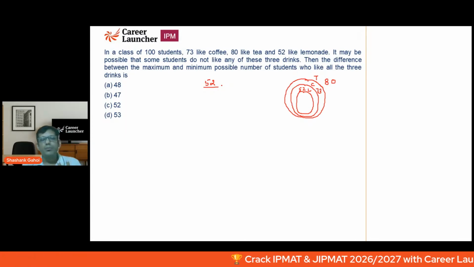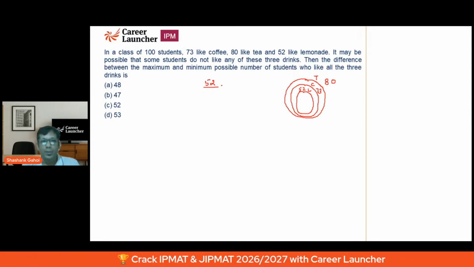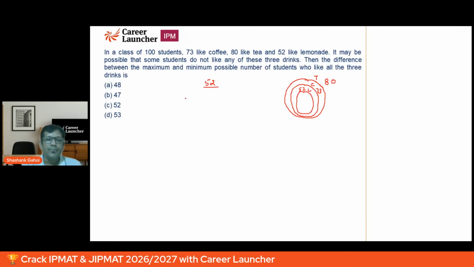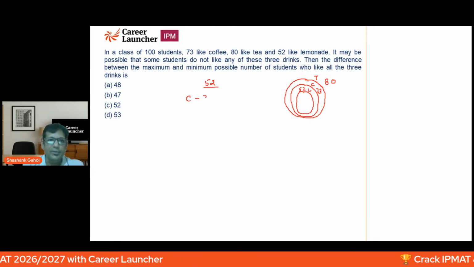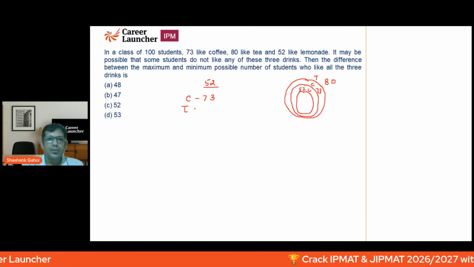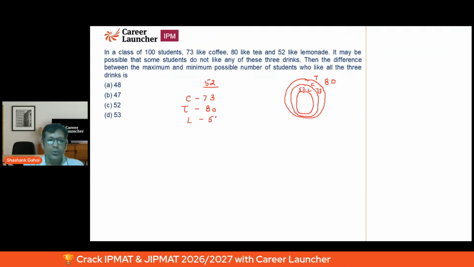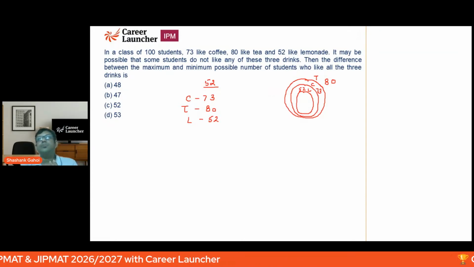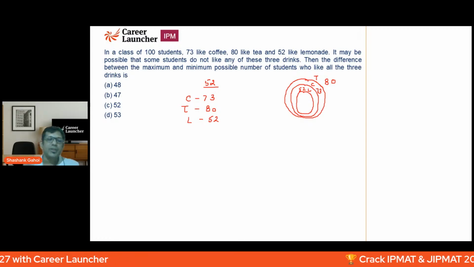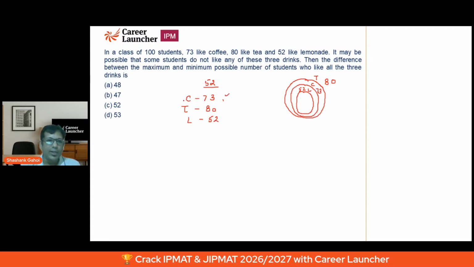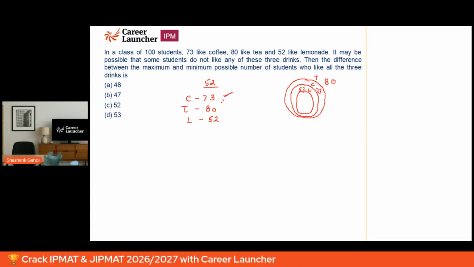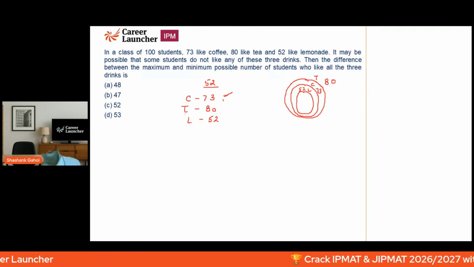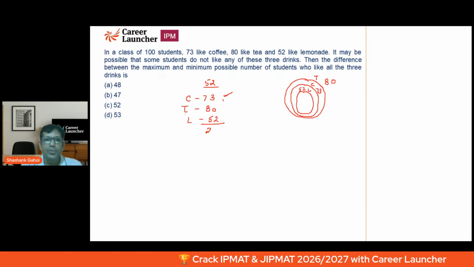Okay. Now, I want to minimize the number of people who like all three. So what I'm going to do, I'm going to think like this, that coffee is 73, tea is 80, and lemonade is 52. Let's think of it in such a way that you have three types of toffees. One type is C, that is 73. Second type is T, that you have 80 toffees of category T. You have 52 toffees of category L. So what is the total number of toffees you have? 205.